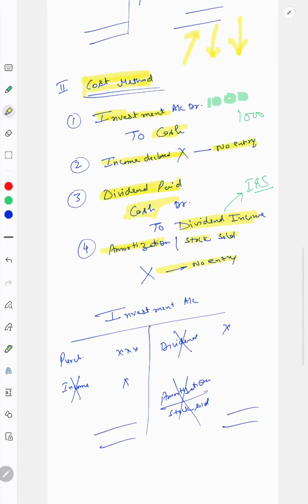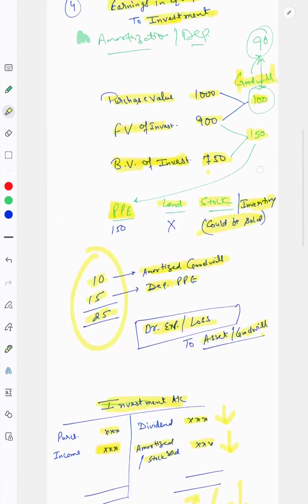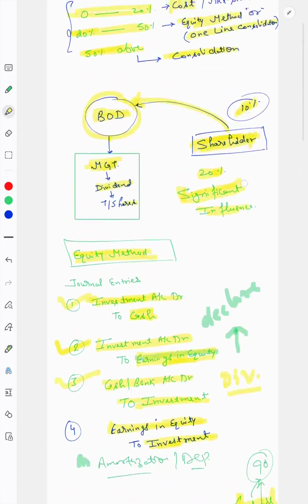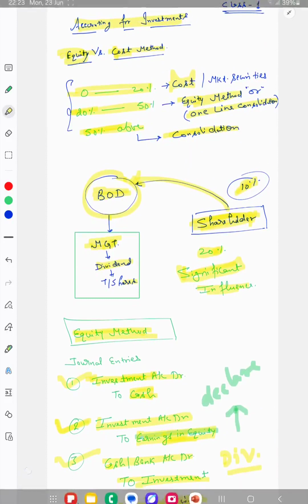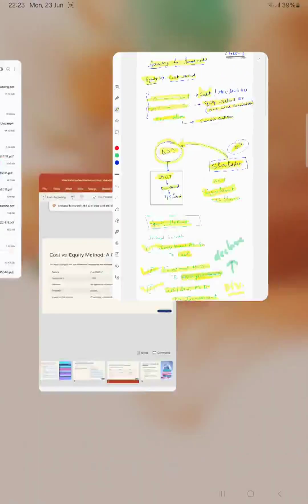Okay, just a quick look at the investment account. For the purchase, the cost value; in income, no entry; dividend, no entry; amortization of stock, no entry. So investment will be appearing at the cost value. Hope, students, this cost and equity method is clear to you. Okay, so this time we have explained the concept of the equity method. Quickly we just go to the PPT prepared to brief the presentation.